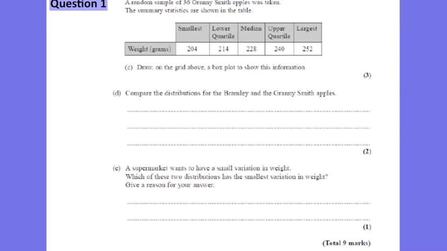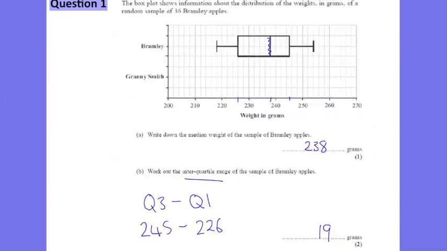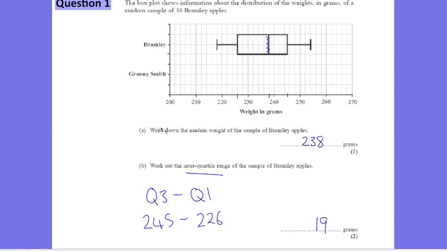We're then provided with a random sample of 36 Granny Smith apples and given the summary statistics here in the table. We're asked to draw this on the grid. So looking back here at our grid, our first point for the smallest value will go at 204. So here, 204. The lower quartile, quarter 1, 214 here. The median, 228 here. The upper quartile, 240, and the highest value, 252, just here.